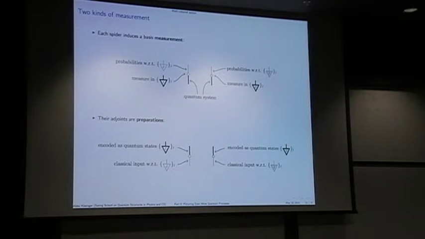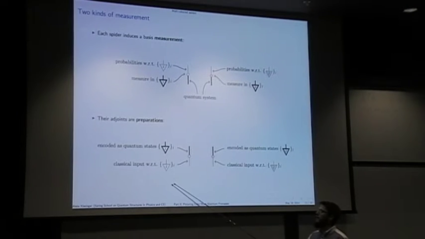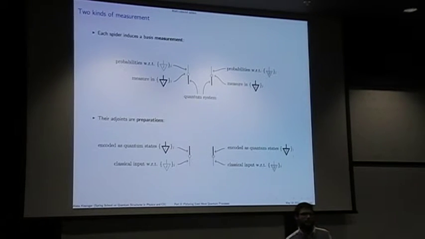The adjoints of these things are preparations, what Bob called encodings. So we take some classical data as our input, and we condition what quantum state we prepare on the classical data we got as input. So if we get classical state 0 in, we prepare something in, say, a spin-up state, and if we get 1, we prepare in a spin-down state, something like that. Right? And we can do this for both bases as well.